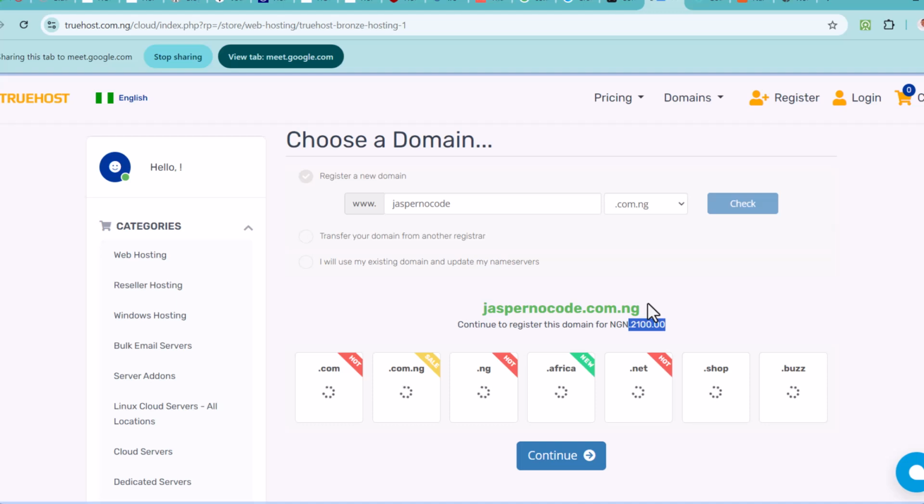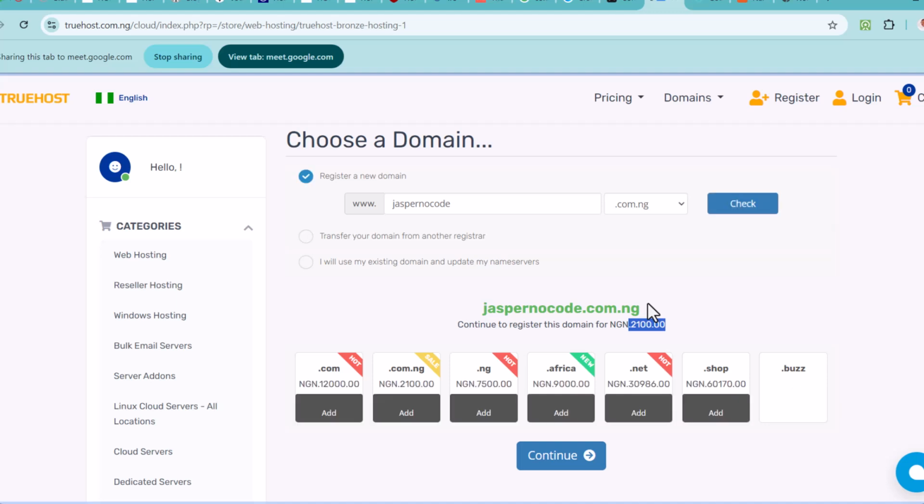Now, I'm telling us this as developers. You get my point. I'm not telling us this as clients. If you want to charge your clients, don't go and tell them bring 3,000 naira. Okay. Now, see the difference. This .com.ng is 2,100. .com is 12,000. If you are buying it tonight, .ng alone is 75. .africa is 9,000. .net is 30,000. Then .shop is 60,000. See how extensions make a difference, even when it is the same domain name. It's just the extension that is different.